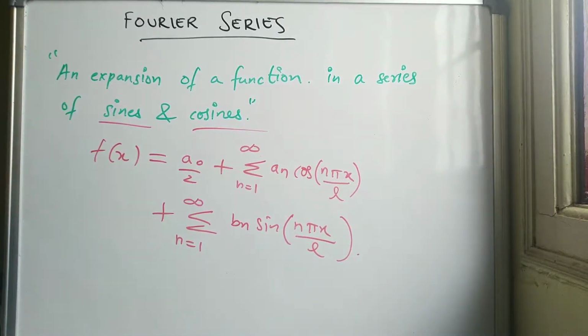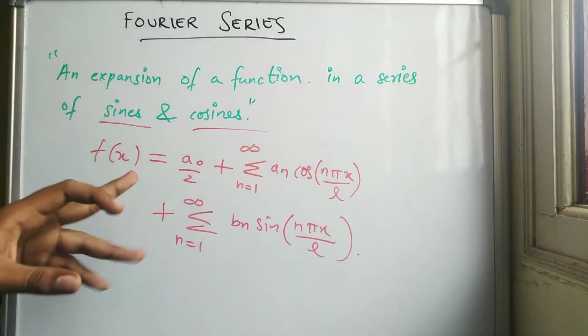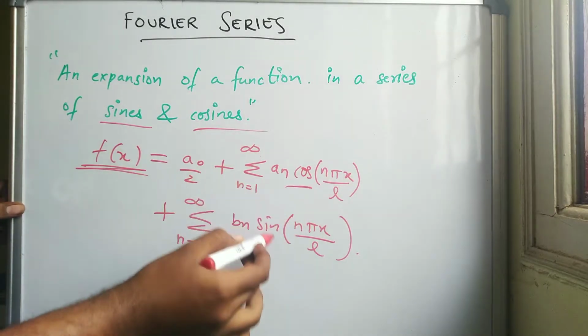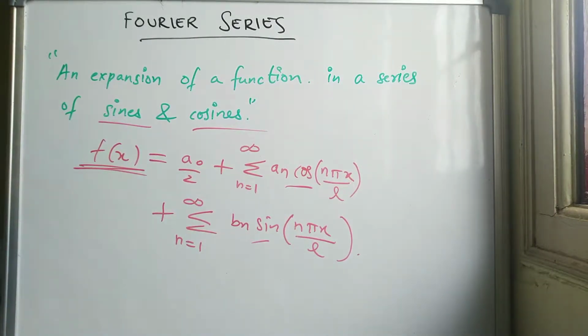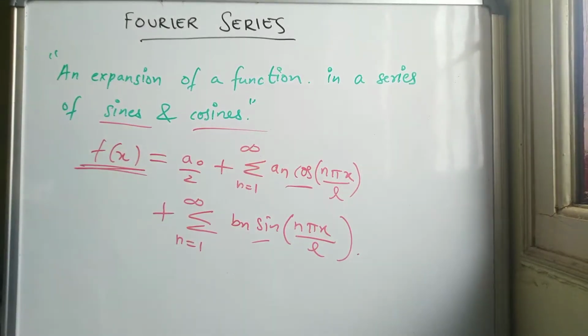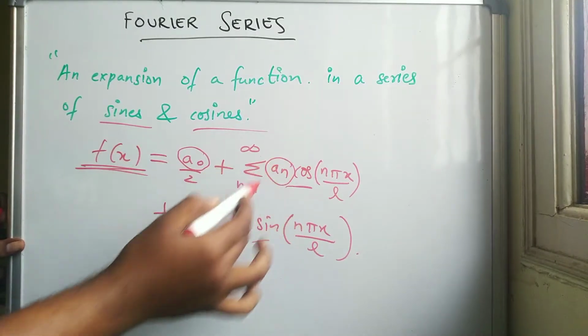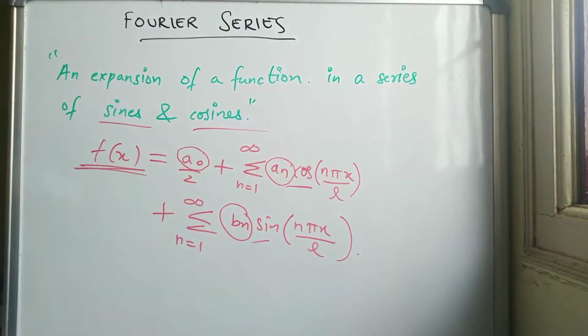So this is the basic thing you need to understand. Here you can see that the function f of x is expressed in terms of cos and sin. Now we have to discuss what a0, an, and bn are, and how to calculate them.